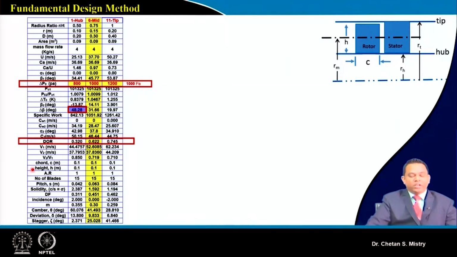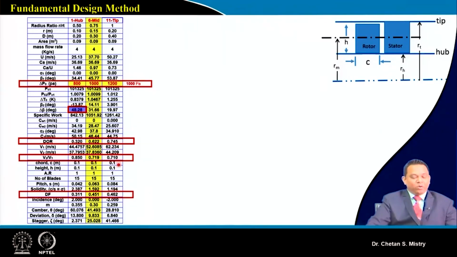Here, this gives me an idea about the degree of reaction. We have no issue with the degree of reaction at the hub. It is coming positive, so it's okay. We are considering our relative velocity ratio. It is changing from 0.85 to 0.71. So for this 0.71, we'll say we need to do something there in order to modify this number.